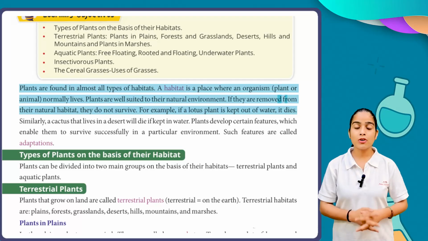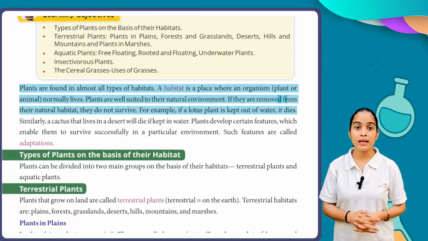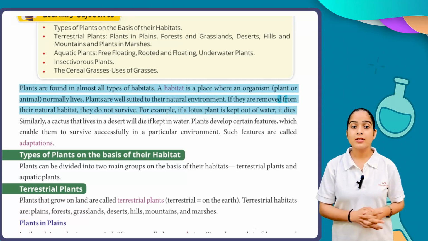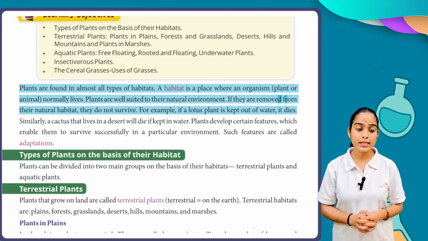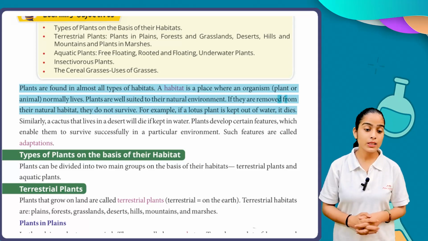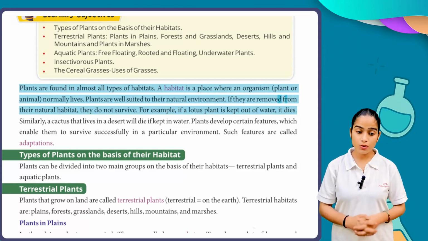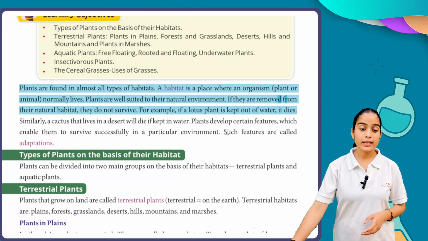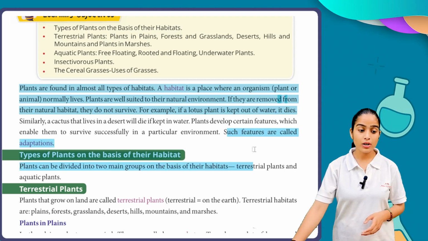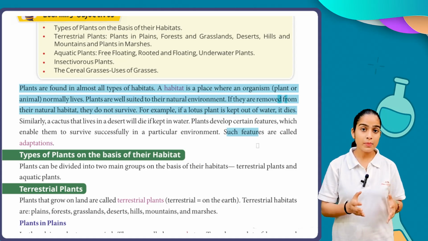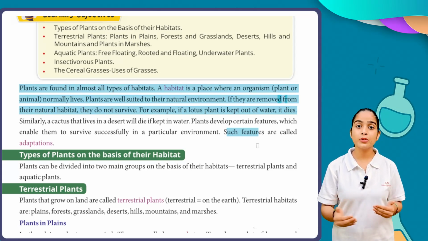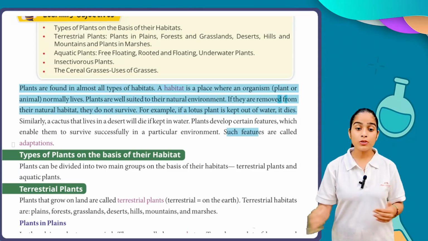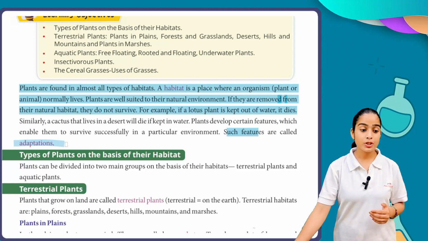So similarly, plants also need their home, and each and every plant has its own habitat, and they feel secure in their habitat. Similarly, a cactus that lives in a desert will die if we keep it in water. So, plants develop certain features which enable them to survive successfully in a particular environment. Such features are called adaptations. So what we understand here is that the features taken by plants to survive in a particular environment, in a particular habitat, are referred to as adaptations.